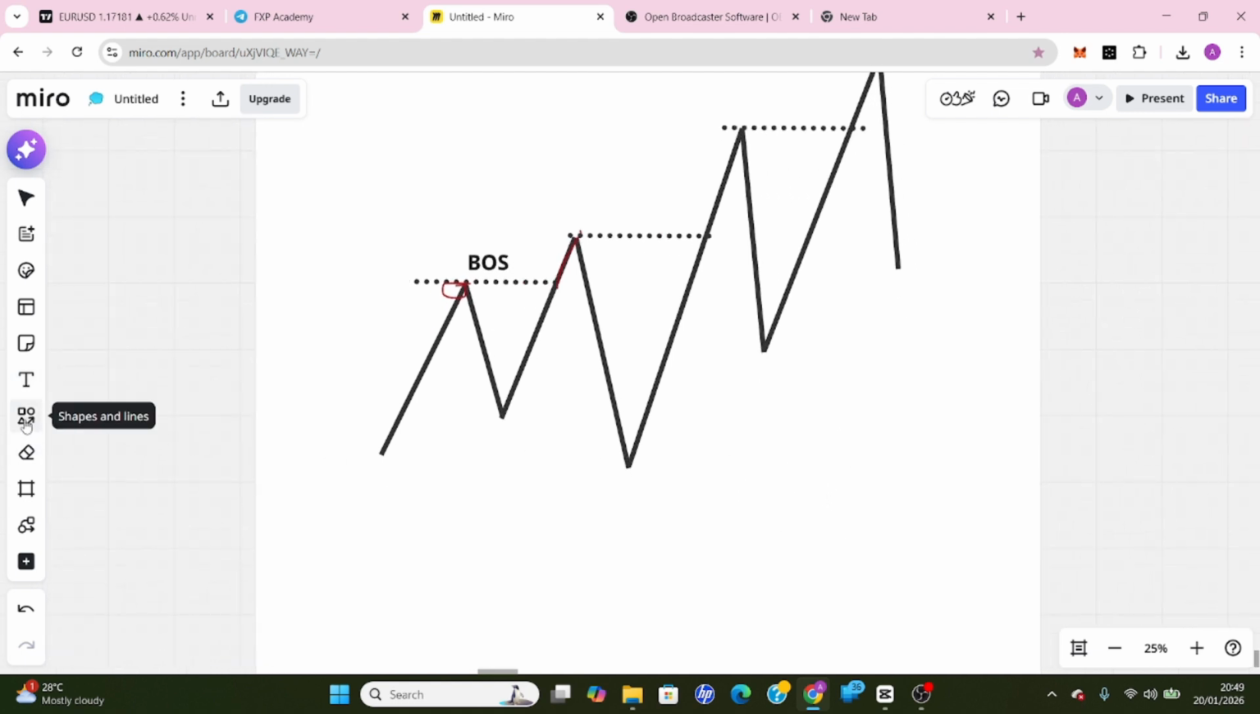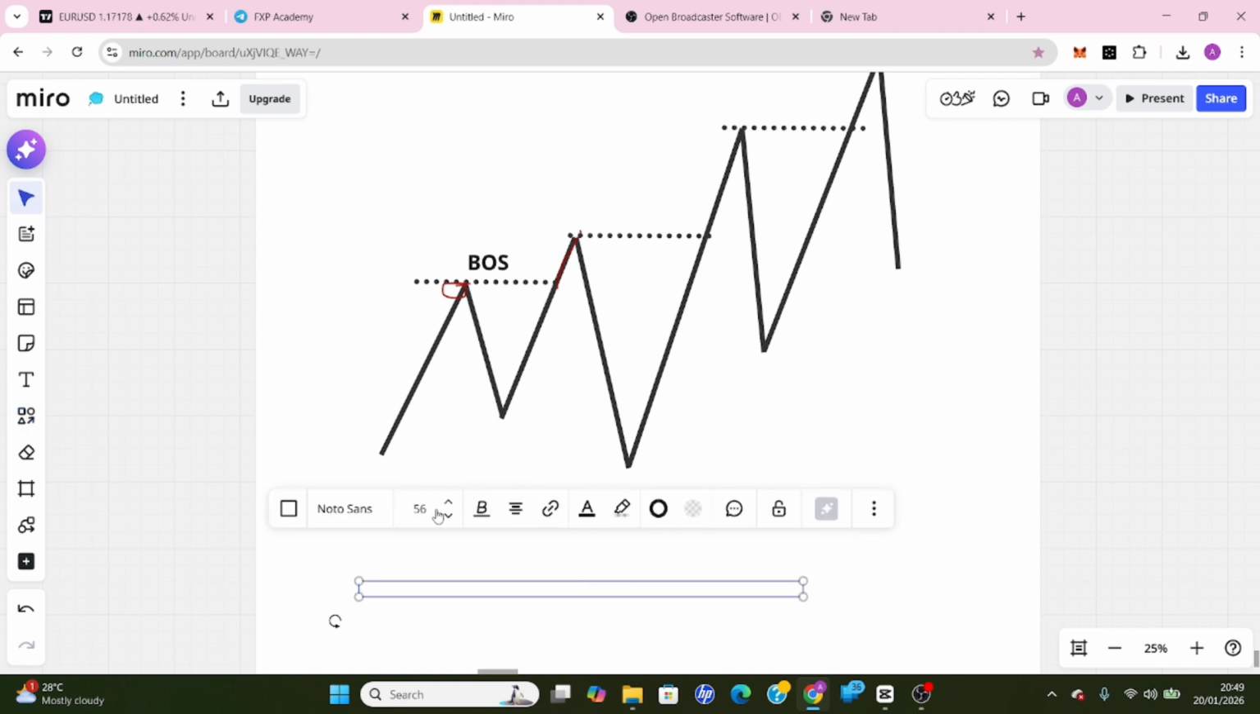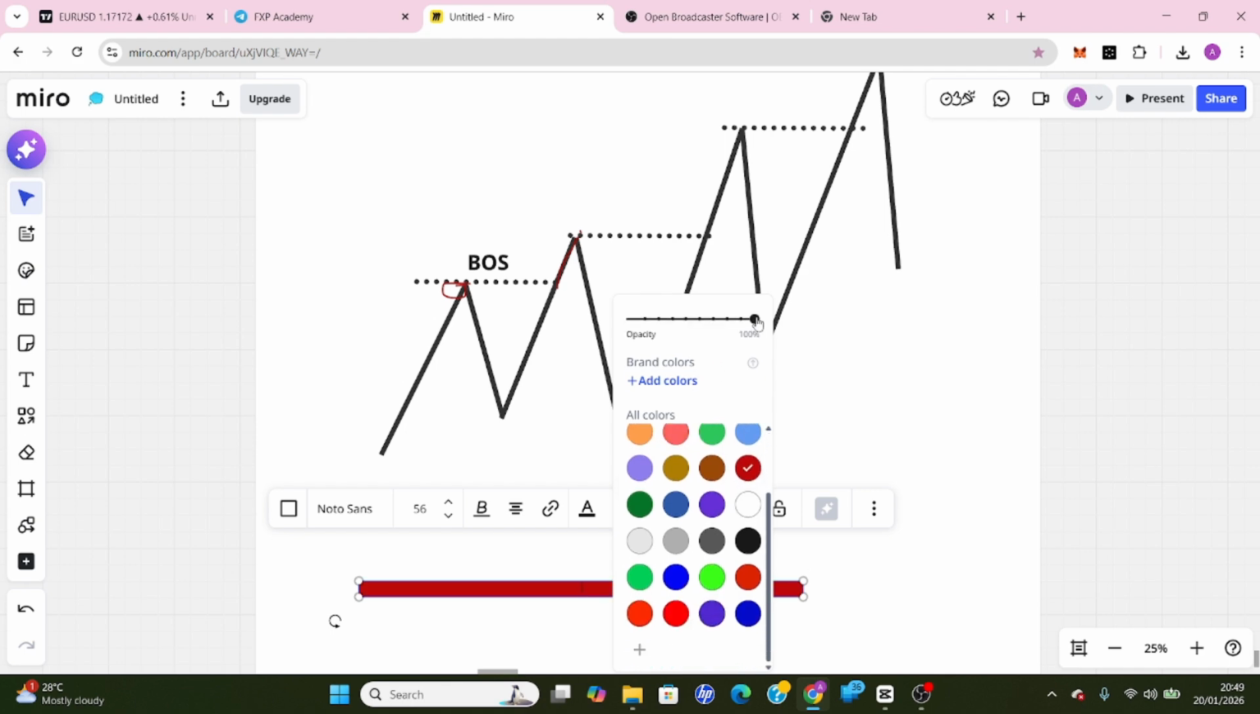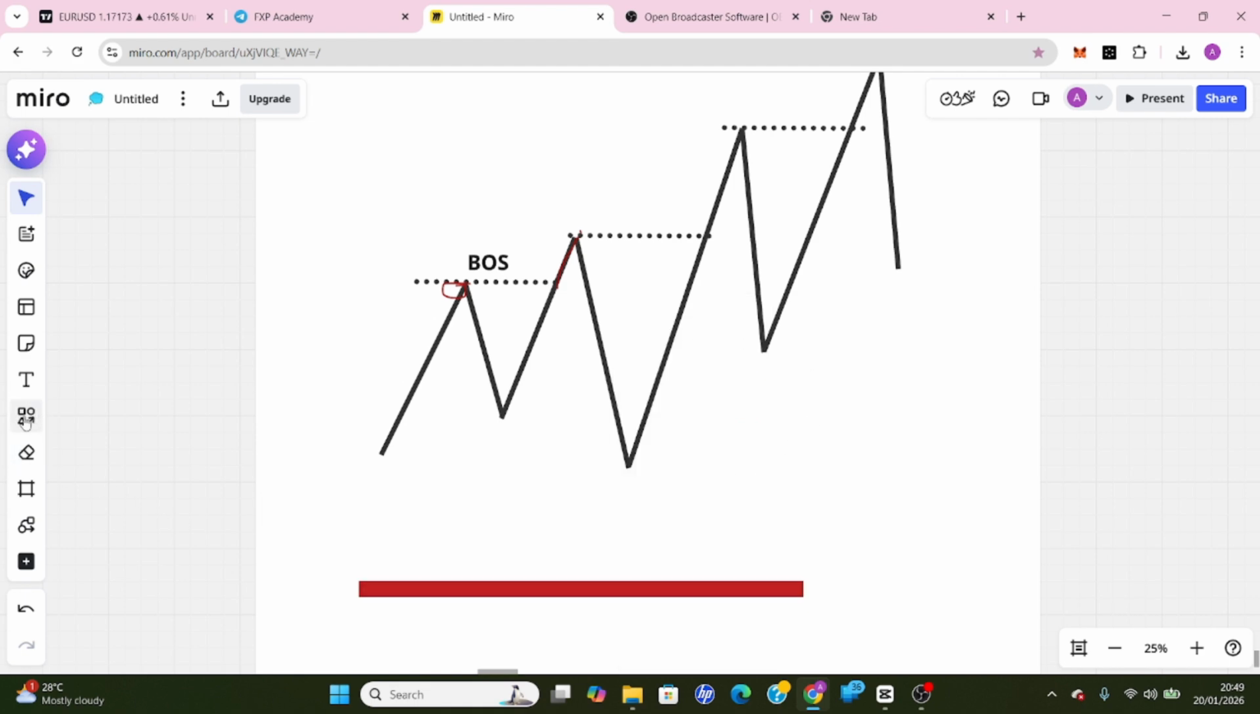Demand and supply are the areas in the price where the price moves from rapidly. It could be a swing high, it could be a swing low. You understand? When price is in the demand and supply zone, price is expected to move aggressively from this zone, right? Let me reduce the opacity of this so that I will demonstrate it effectively. So this is it, guys. Price is expected to move from the demand zone. This is the demand zone. You understand?